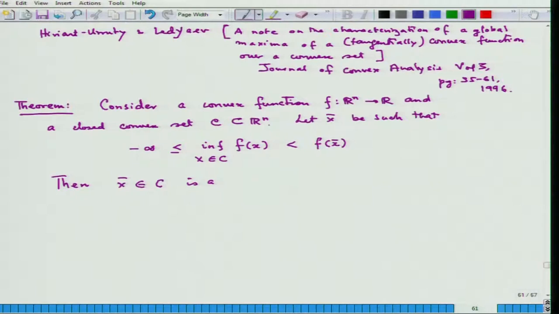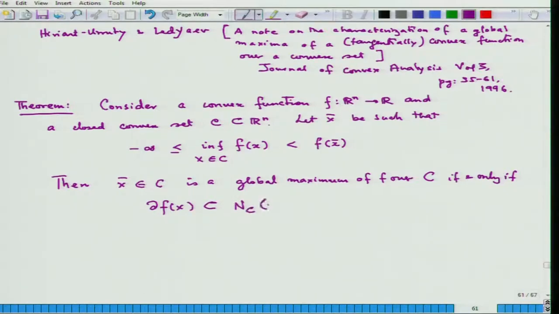x bar in C is a global maximum of f over C if and only if, so now it is a necessary and sufficient condition, the subdifferential of f at x, now the condition would look quite tough, but there is no other way it seems, for all x element of C satisfying f(x) = f(x bar). If x bar is the only point which satisfies this, then also this will be true. So, what it says: if there is only one x for which f(x) equals f(x bar), and there is no other x other than x bar, then also if we have the subdifferential of f at x bar a subset of the normal cone N_C(x bar), then also f(x bar) would be strictly greater than the infimum would be true.